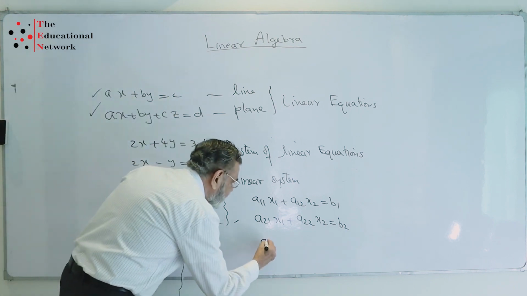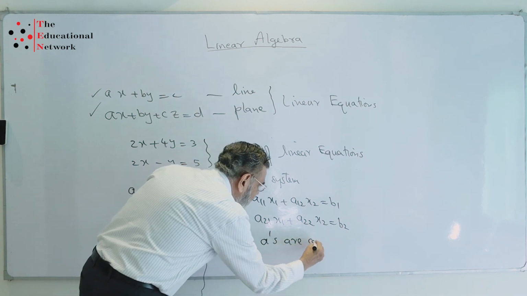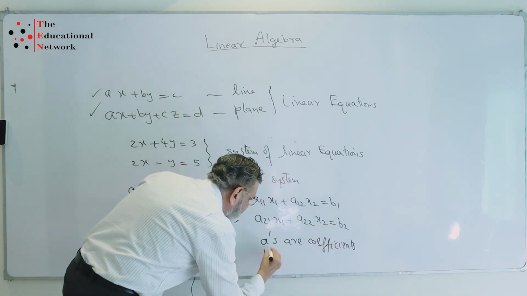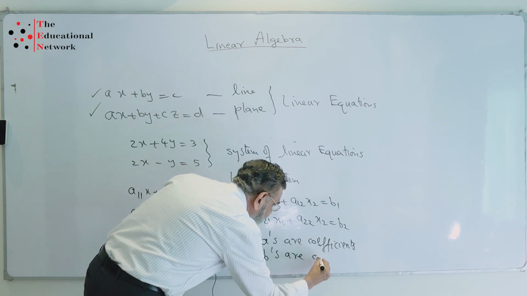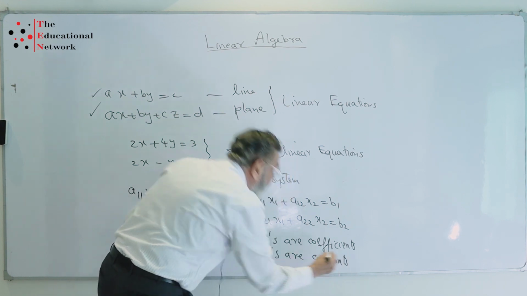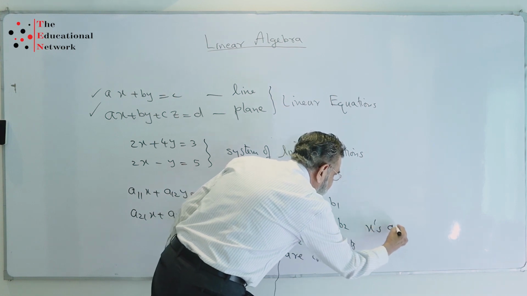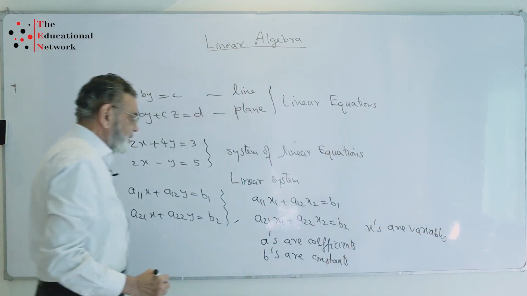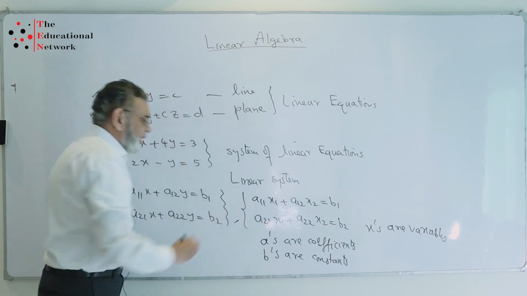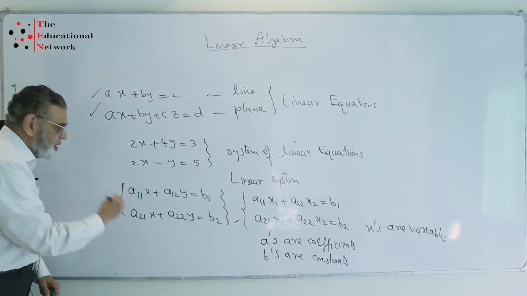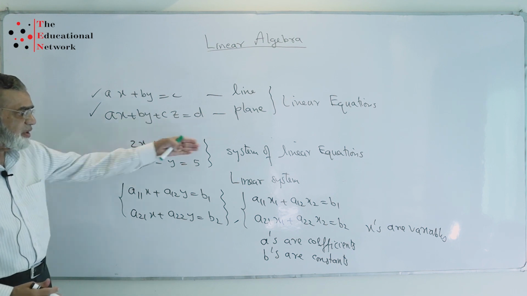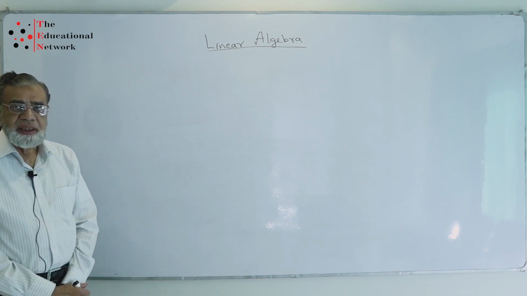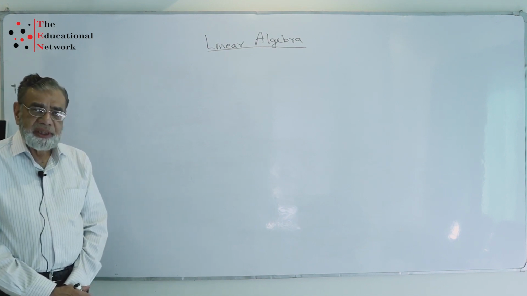Here our a's are coefficients. Our b's are constants. And our x's are variables. So in this way, we can expand our view so that we can have more than two equations. Here we have only two equations. We say system of equations, or linear system. I have defined two variables, two constants, and we have coefficients. Now we expand that one.